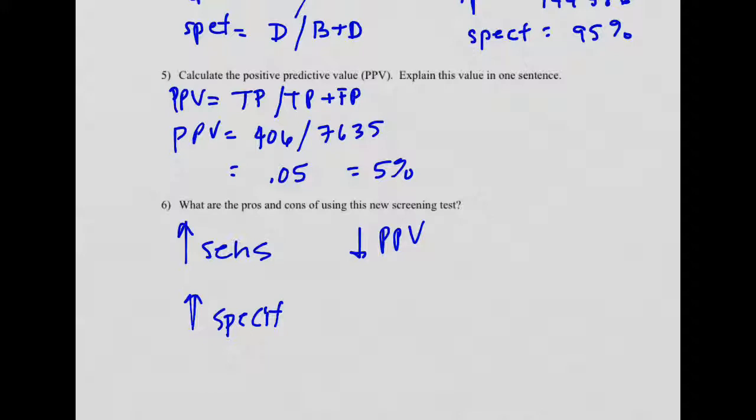Or perhaps it's a less serious illness and it's okay to let a few people who actually are positive go, because you'd rather have that happen and have lower anxiety, so you don't have a lot of people testing positive who aren't actually positive. So those are always the things we weigh in a screening test.